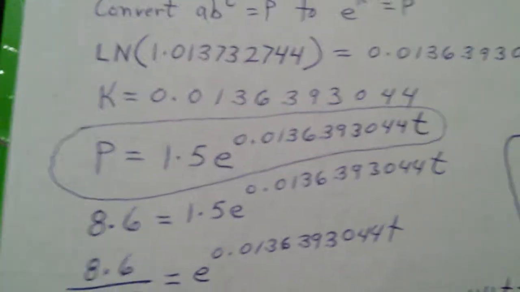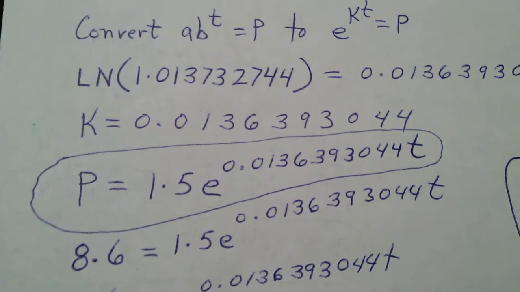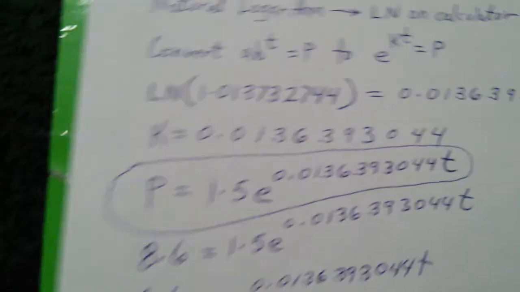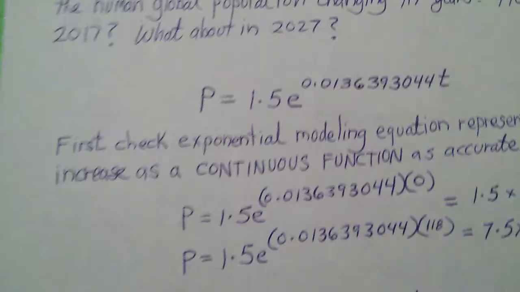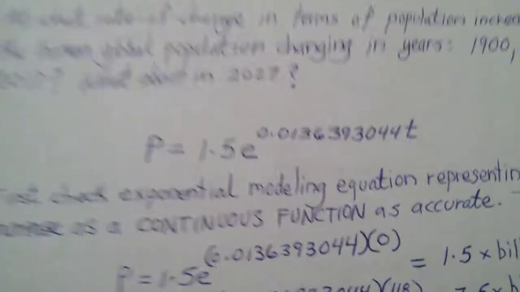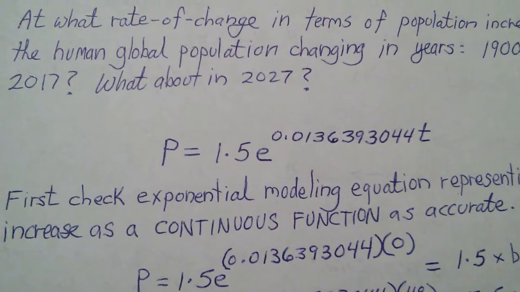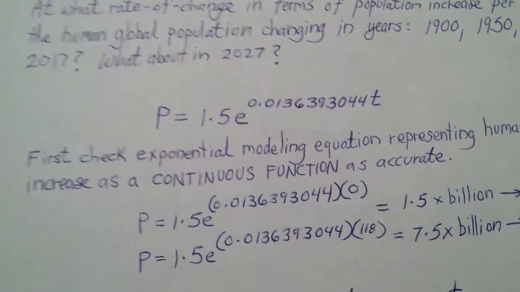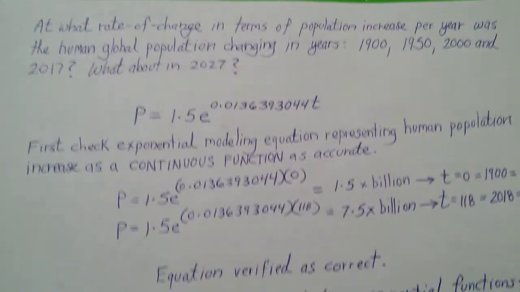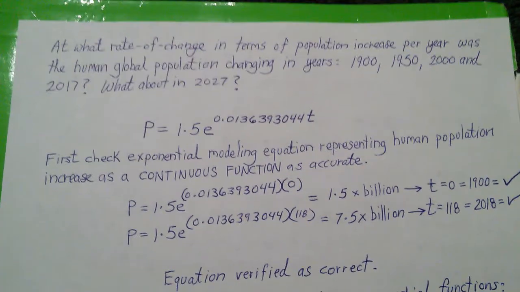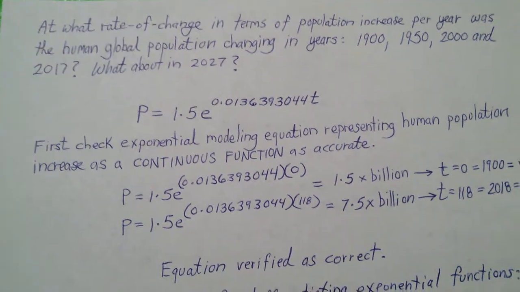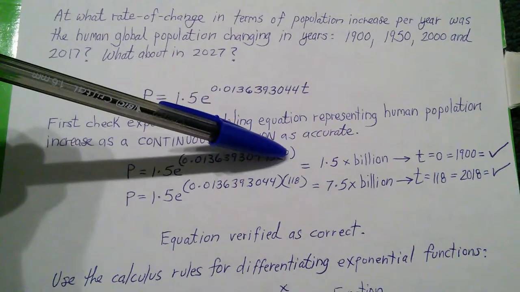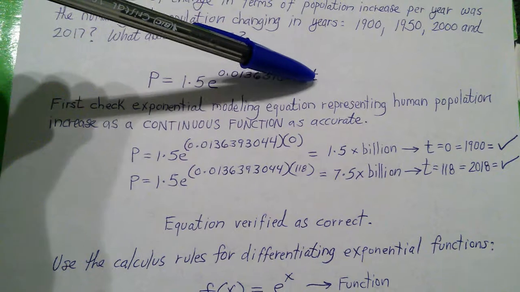You have to take this equation, which models population growth as a continuous function. You have to work with this. So we copy that down again. This is the mathematical model which represents continuous population growth. So we first have to check that the exponential modeling equation representing human population increase as a continuous function is accurate. So we will enter in the start year of 1900, which is t equals 0, into t.